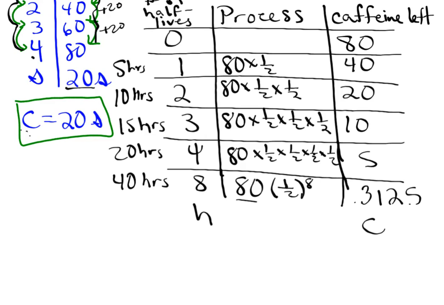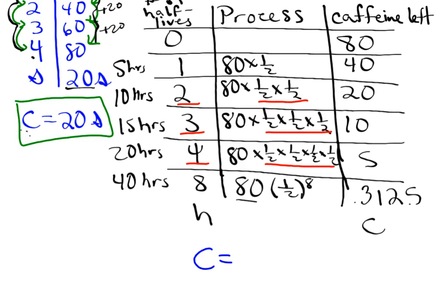The number of half-lives. Two half-lives? Two half-lives. So the amount of caffeine I have in my system is dependent on how many half-lives have occurred. The more half-lives that occur, the less caffeine is in my system. So is the half-life dependent? Yes. So the 80.